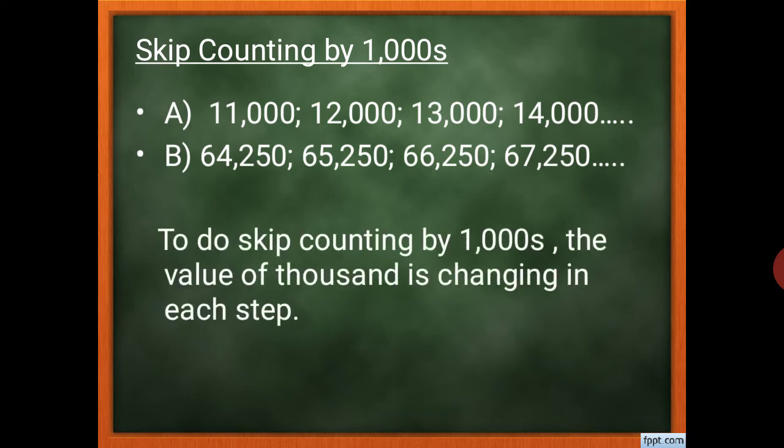Yes, so that means to do skip counting by thousands, the value in the thousands place is changing in each step. Like you can see here, it is 1 in the thousands place, then 2, then 3, then 4 and so on. So the thousands place is changing in each step and the rest are all the same. And similarly here also, it is 4, then 5, then 6 and then 7. So if we are doing skip counting by 1,000, the place value of 1,000 will be changing in each step.